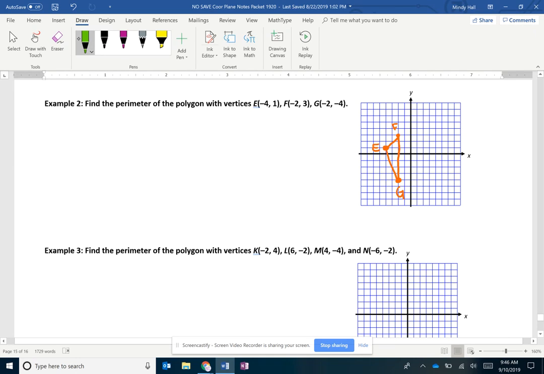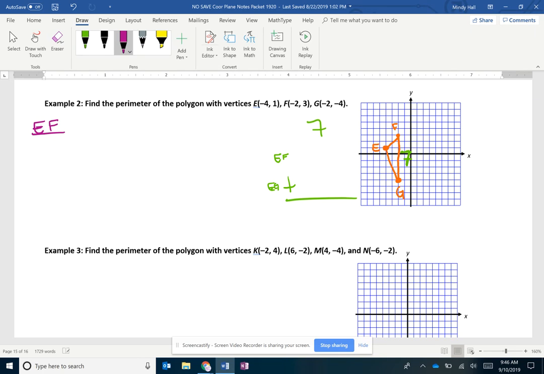Well, with FG, I can count that. That's 1, 2, 3, 4, 5, 6, 7. And then with EF and EG, I can't because it's a diagonal. So this is where you can either use distance formula or Pythagorean theorem. Just know that I'm going to be adding all of these lengths together. So EF and EG. So if I start with EF, the simplest way is to use Pythagorean theorem because you've already got these on a graph.